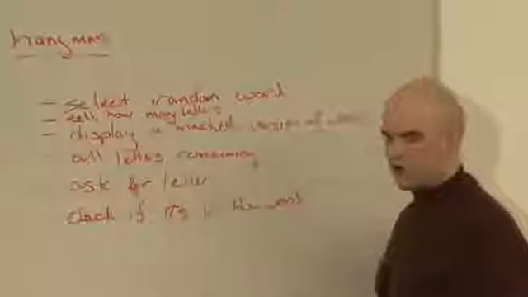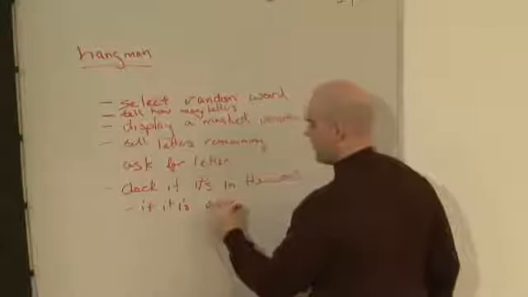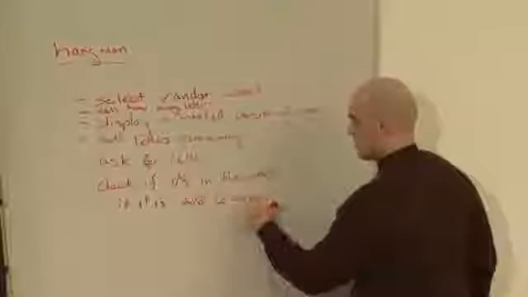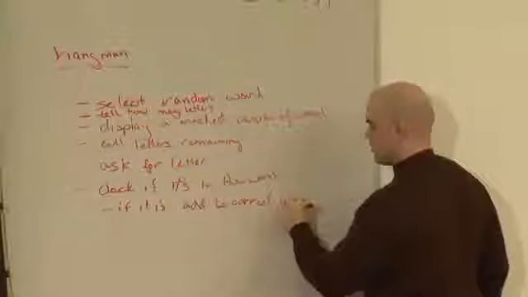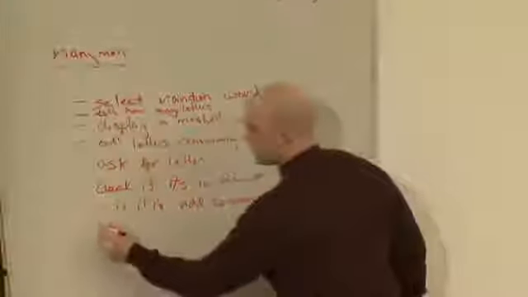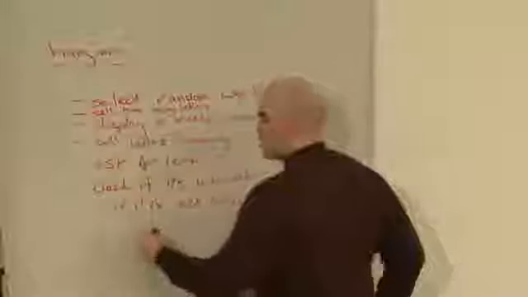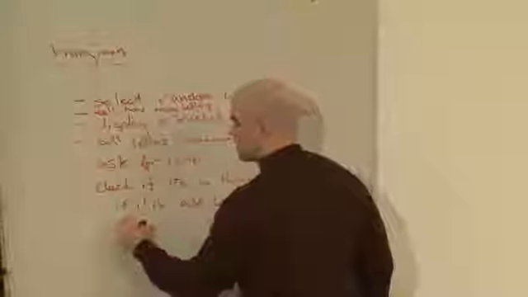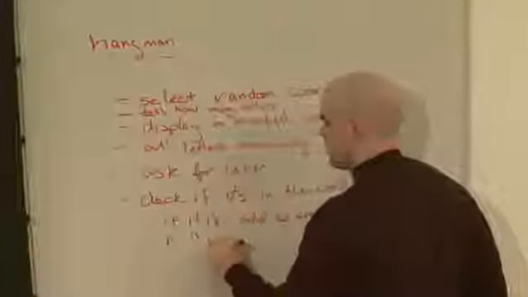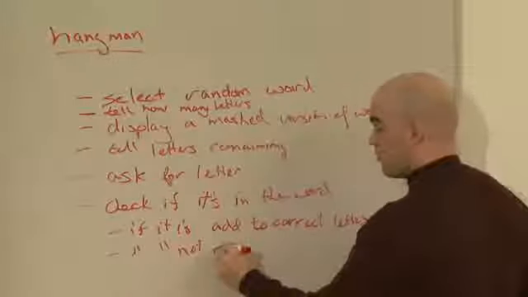All right. And if it is, add it to the word. Or, let's say, two correct letters guessed. Okay. And if it then isn't? If it isn't, reject it. Well, let's say you want to remove it from the options. So if it's not, then we're going to remove it from the options.